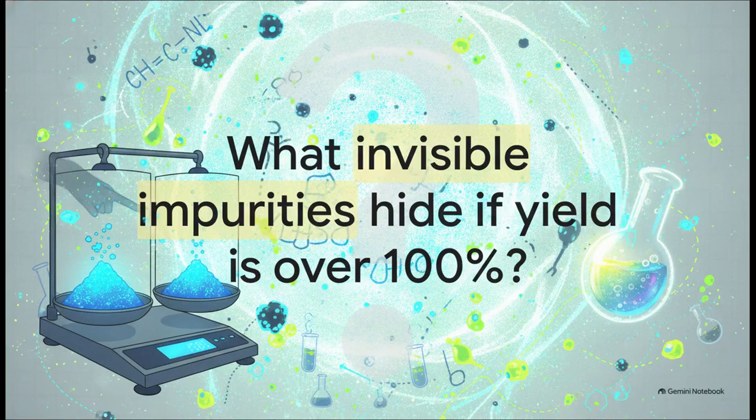As we wrap up this explainer, I want to leave you with something to really ponder. We know the math gives us a perfect, pristine target, but reality is always so much messier. So if your percent yield in a lab comes out to over 100%, literally breaking the laws of physics, what invisible impurities might be hiding in your final product? What exactly are you weighing on that scale? Definitely something to think about the next time you're crunching data at the lab bench.